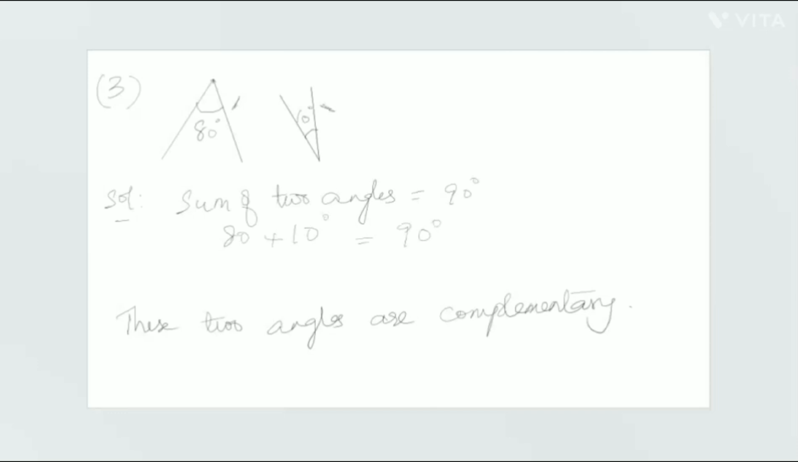So when I am adding 80 degrees and 10 degrees, I am getting 90 degrees, which is equal to this definition: sum of two angles is equal to 90. Then we say these two angles, 80 and 10 degrees, are complementary angles.